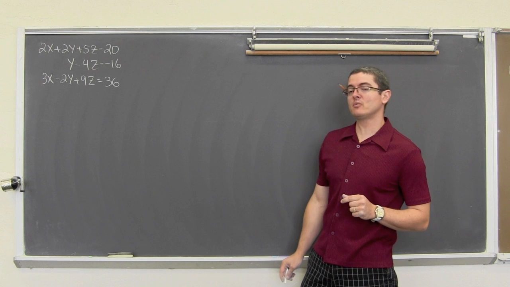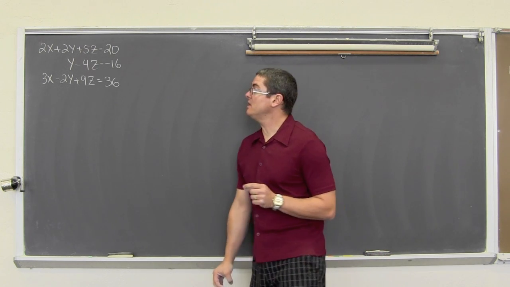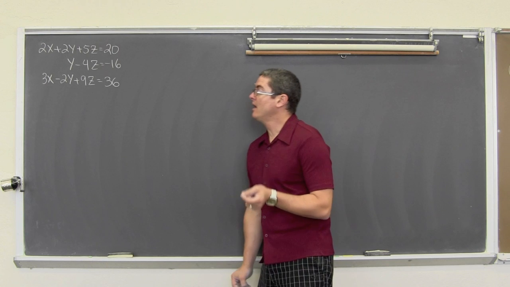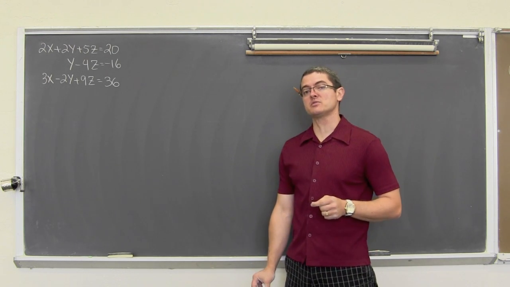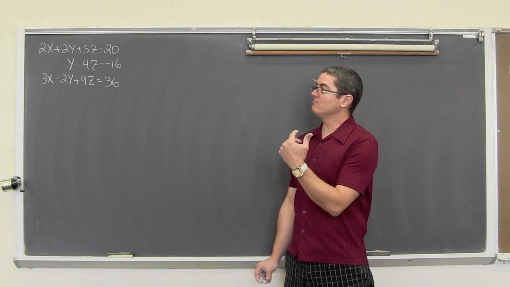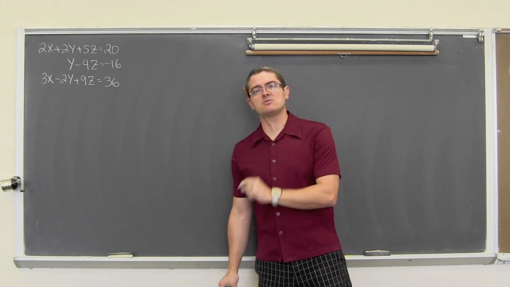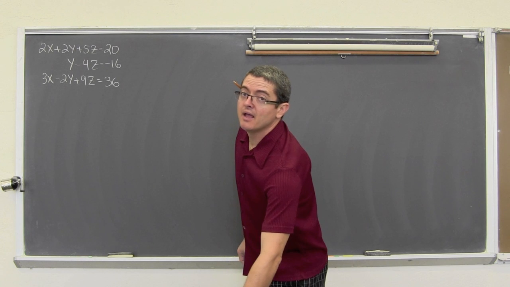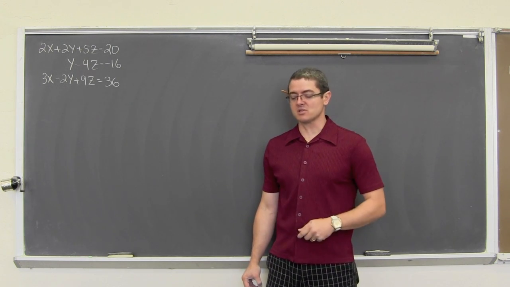We have 2x plus 2y plus 5z equals 20. y minus 4z is equal to negative 16. And 3x minus 2y plus 9z is equal to 36. There is no x in the second equation, so don't forget to plug that 0 in when you set up your matrix. And we'll take a little bit of a pause and then come back with the solution.